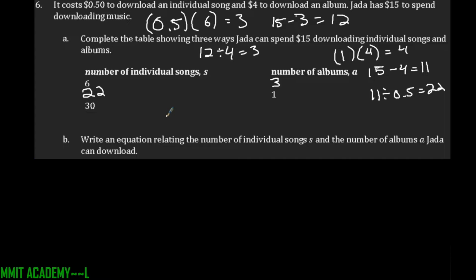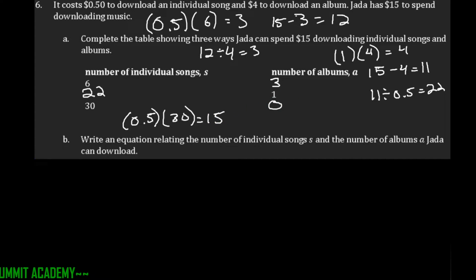And now another way you can do it is you can use that change in Y, change in X, or you can just calculate it like this. Using the same idea as we did in the first place, you take 0.5 times 30, that would be 15. So that means that we would have $0 remaining if they bought 30 individual songs.